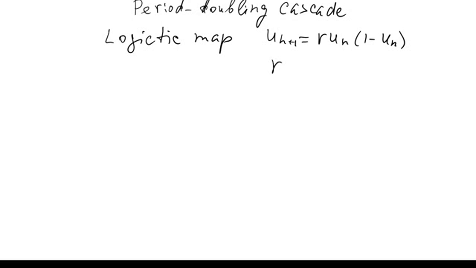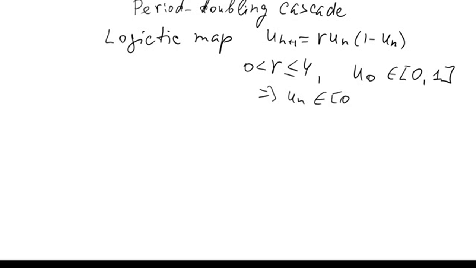So we have parameter r, which is positive but doesn't exceed 4. And u_0, the initial value of our variable u, lies in the range between 0 and 1. So in this case, as we know, from here it follows that u_n also belongs to (0, 1) for any n.